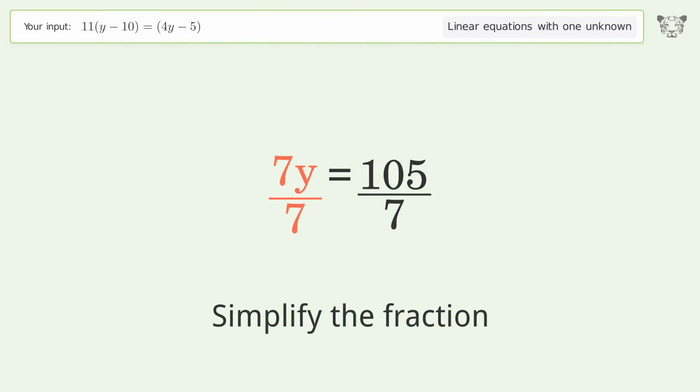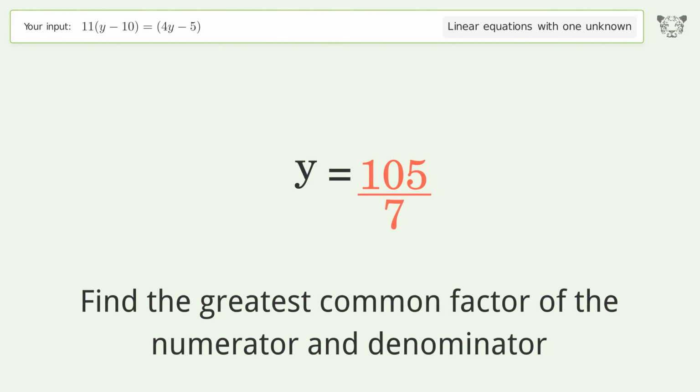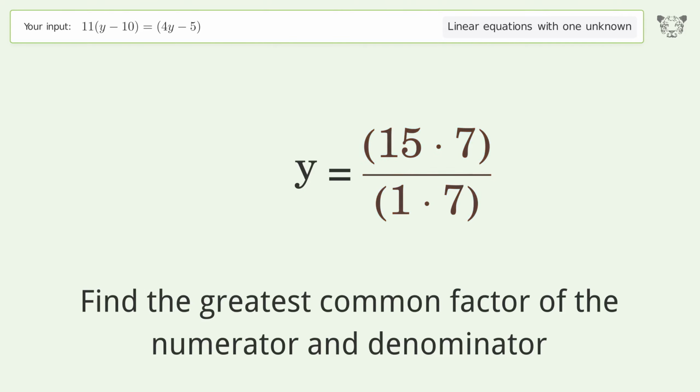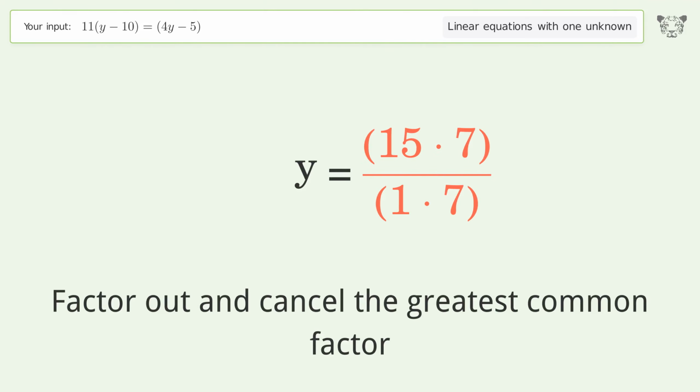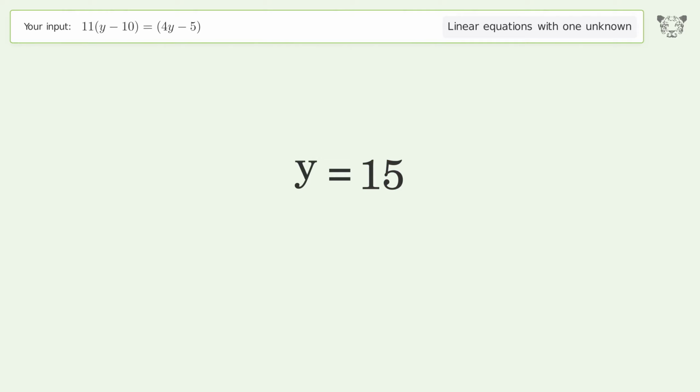Simplify the fraction. Find the greatest common factor of the numerator and denominator. Factor out and cancel the greatest common factor. And so the final result is y equals 15.